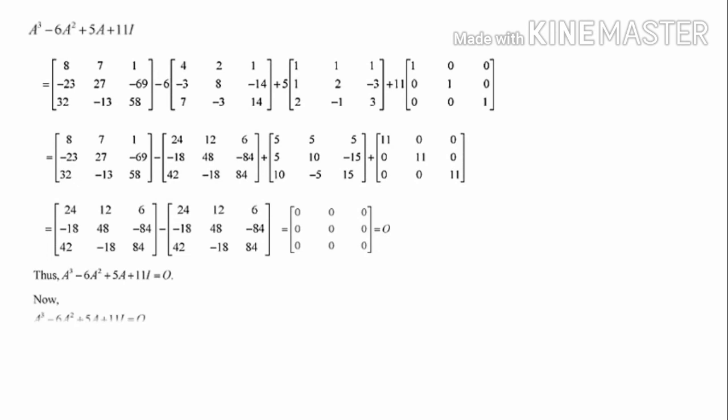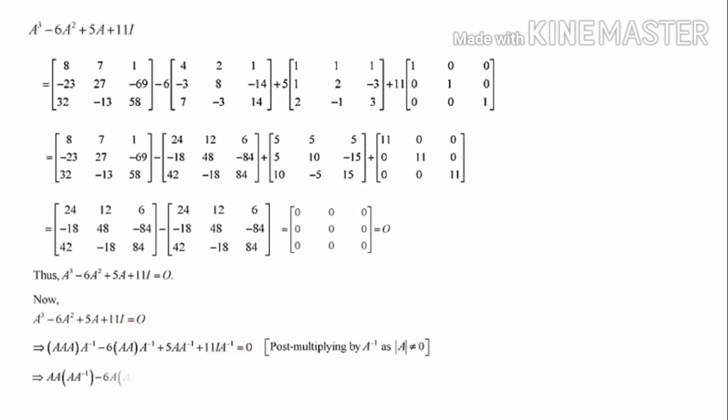Then, as before, we have to go for post multiplying by A inverse. So just to do the calculation, A cube we have to split as A into A into A into post multiplication by A inverse, minus 6 into A square we have to split as A into A into A inverse post multiplication, plus 5A into A inverse post multiplication, plus 11I into A inverse post multiplication, equal to O. Grouping, that is A A, the last A and A inverse we are taking together because A A inverse we know that it is I.